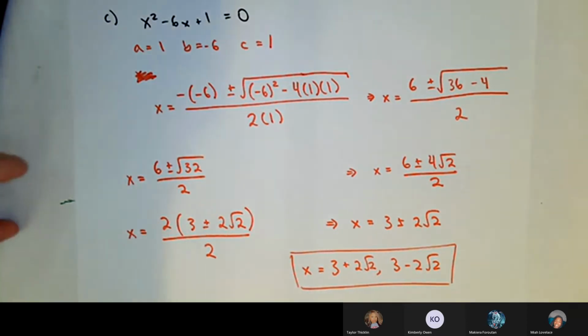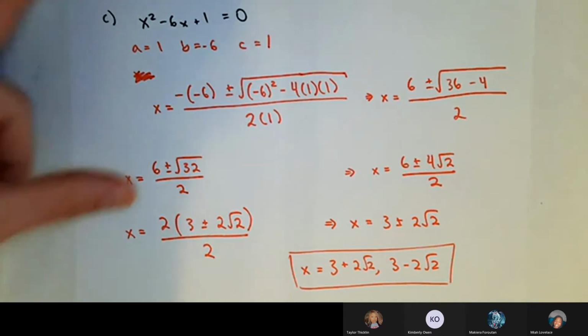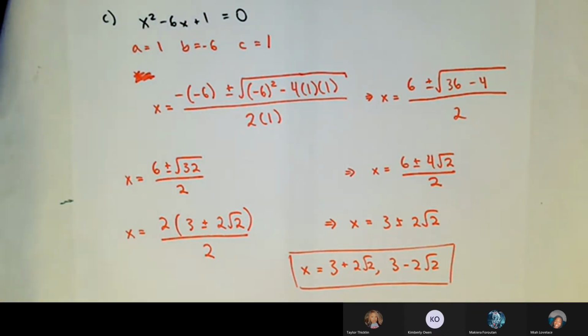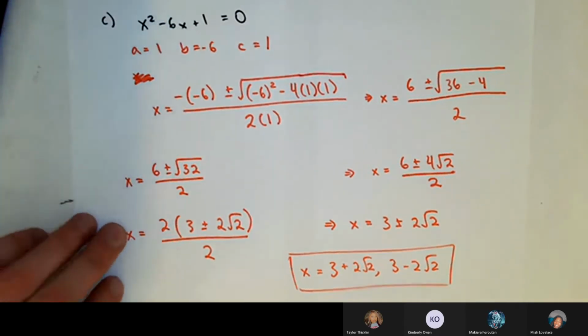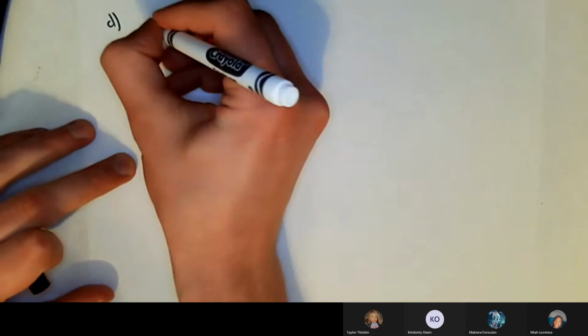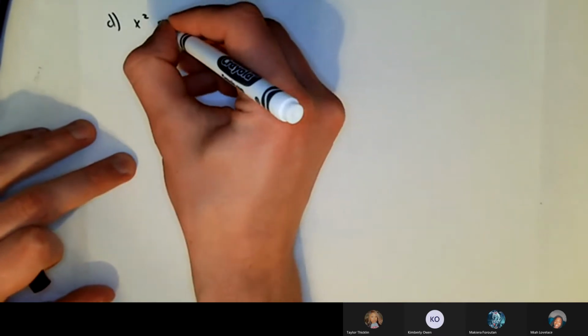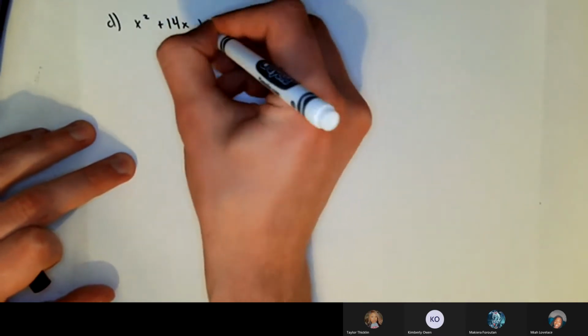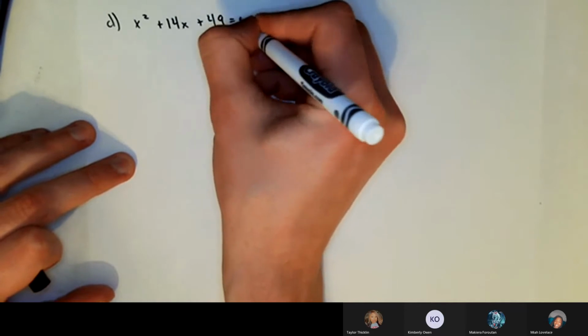Let me show you one where there is only one solution. Well, were there any questions about that one? This one is kind of pretty much the same as part B, actually, except that the fraction completely went away, which can happen. Okay, let's look at x squared plus 14x plus 49 equals 0.